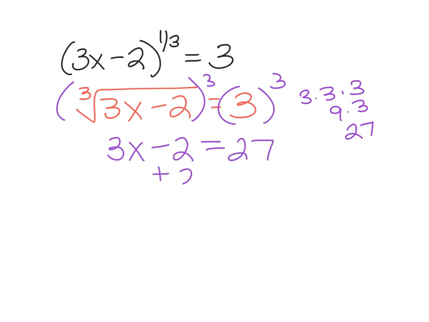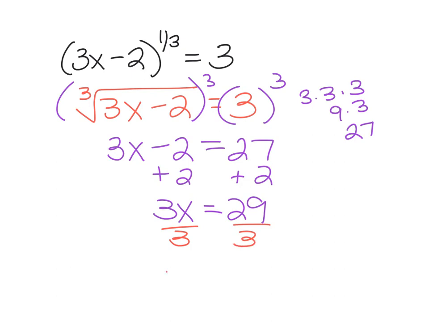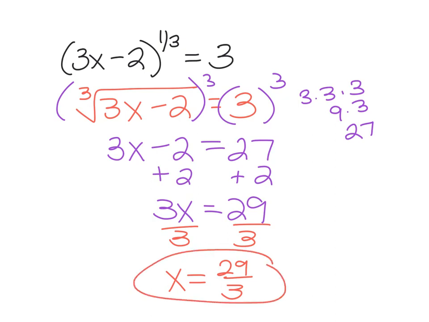I would add the 2. 3x equals 29, and then divide by 3. So x equals 29 over 3. So the good news is most of the answers on your test are nice, pretty whole numbers, instead of me just throwing out problems like this, that might end up being fractions.